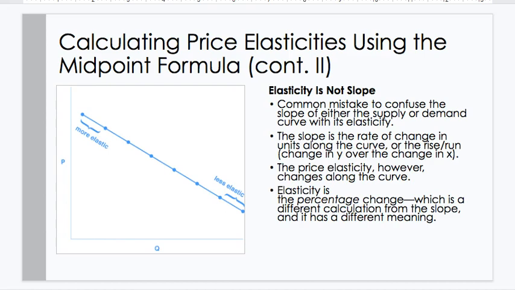Calculating price elasticities using the midpoint formula. Elasticity is not slope. It is a common mistake to confuse the slope of either the supply or demand curve with its elasticity. The slope is the rate of change in units along the curve, or the rise over run, change in y over change in x. The price elasticity, however, changes along the curve. Elasticity is the percentage change, which is a different calculation from the slope, and it has a different meaning. Closer to 0, it'll be more elastic. As you get out further along the quantity axis, it becomes less elastic.